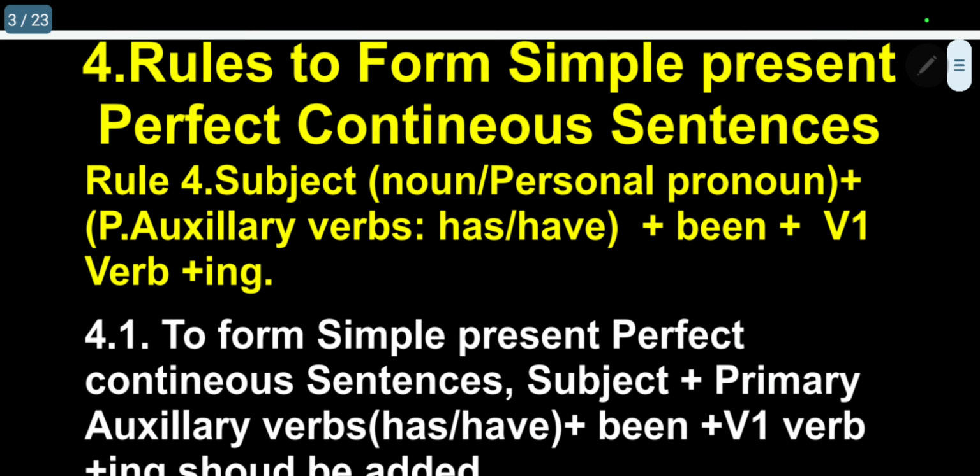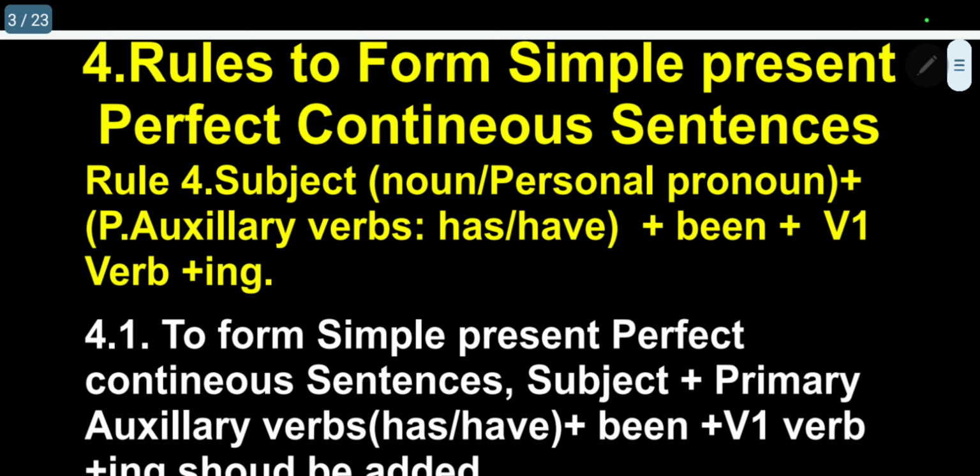Here, rules to form simple present perfect continuous sentences. As I have already discussed, normally to speak and to write, simple sentences will be required. Based on the tense, we can classify simple sentences into three types: present tense, past tense, and future tense.